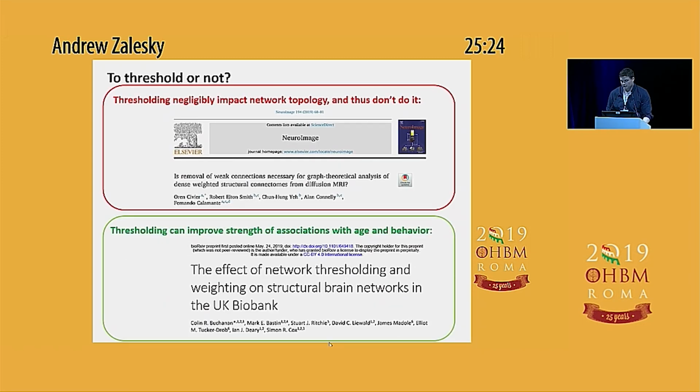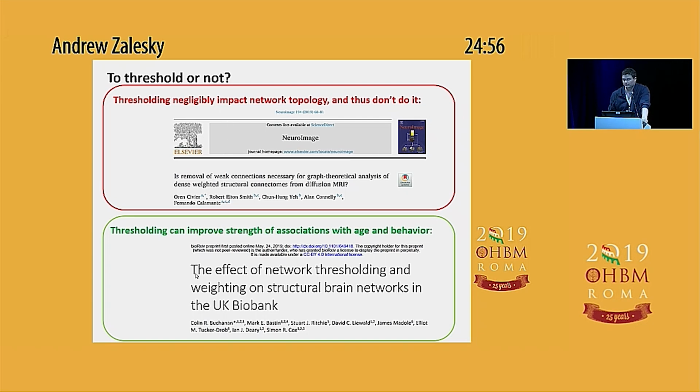So I just wanted to point out these two recent papers. One of the questions you might ask is, should we threshold or not? In this first paper, the basic argument made is that thresholding doesn't really impact network measures to a large extent, and given that, why should we add this step to our processing pipeline if it doesn't have a dramatic impact?